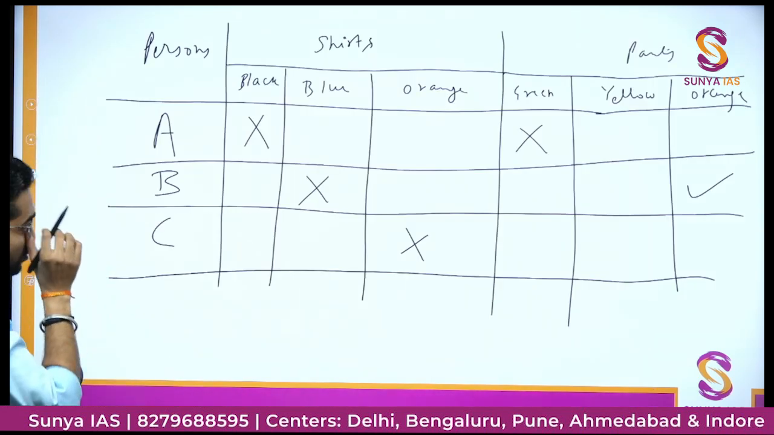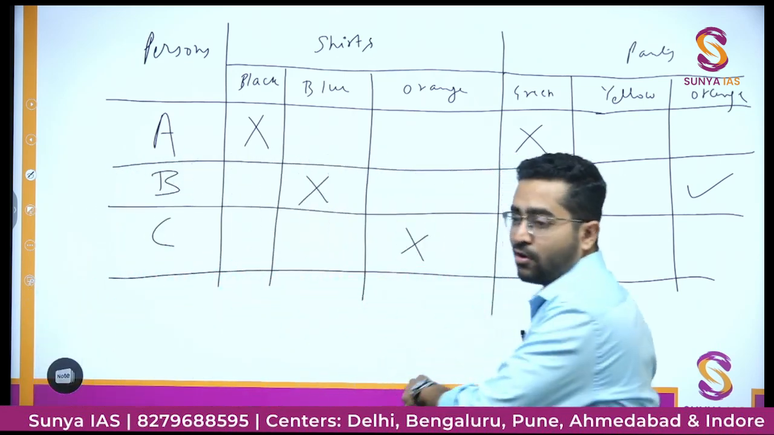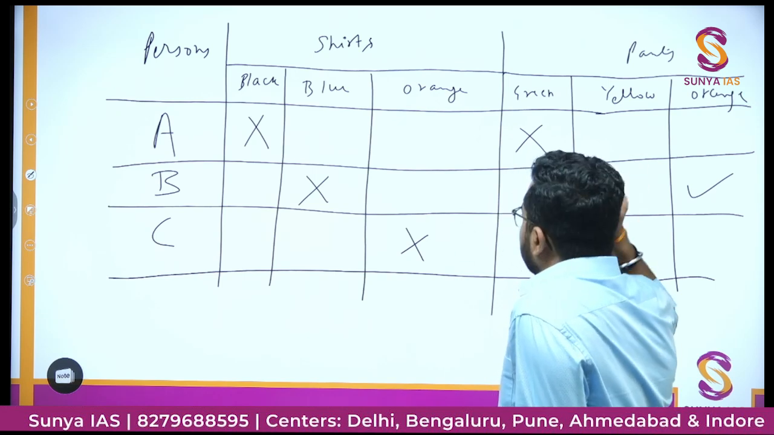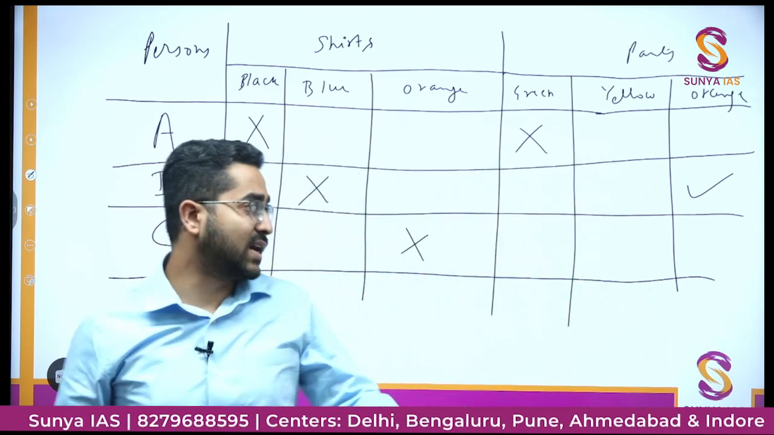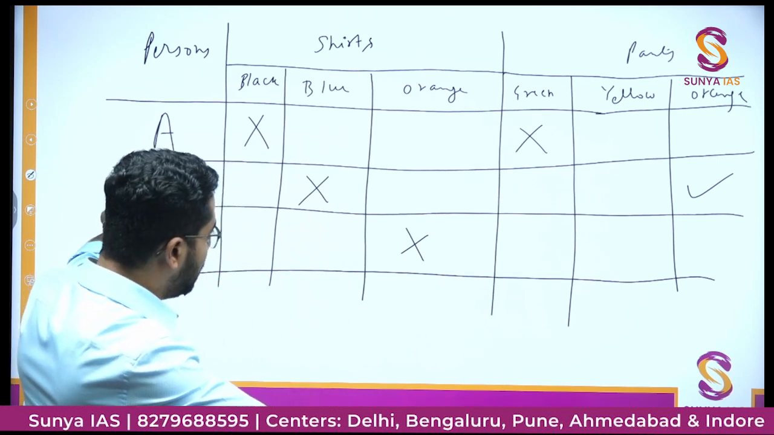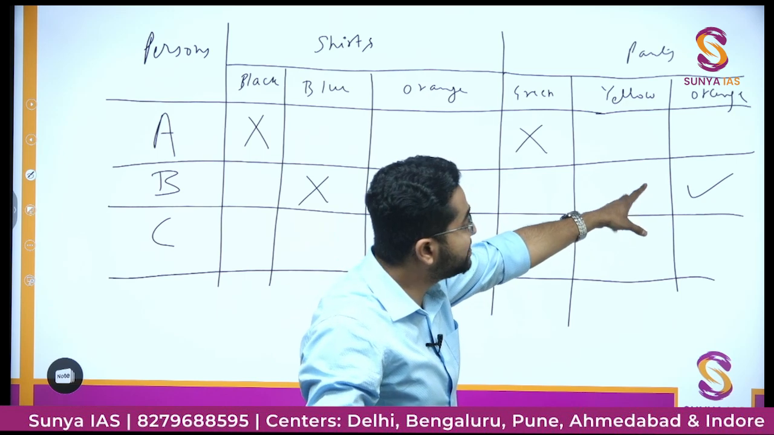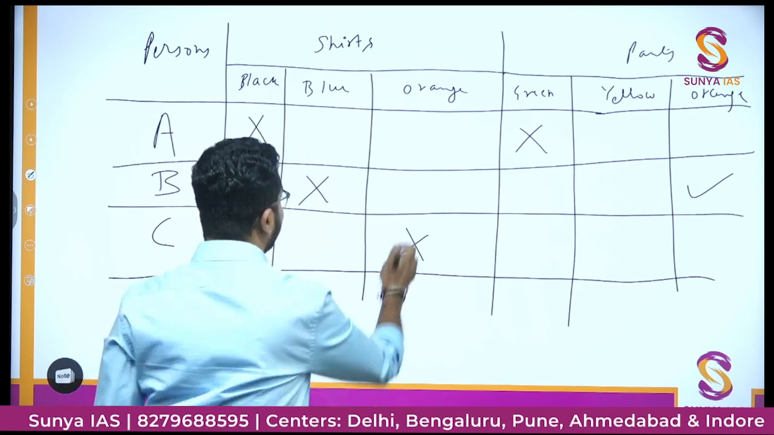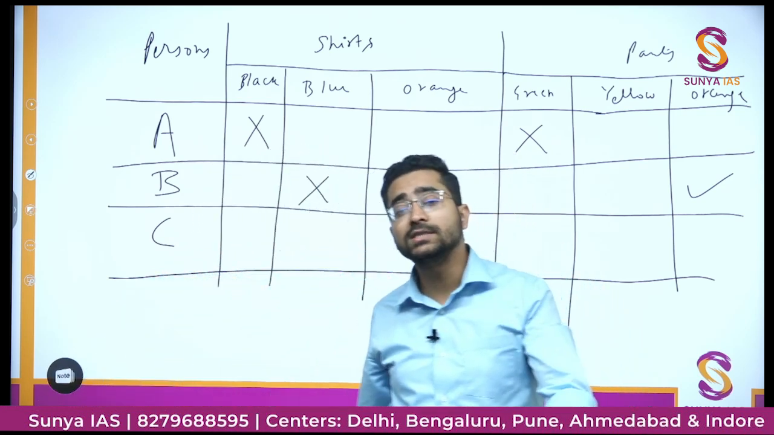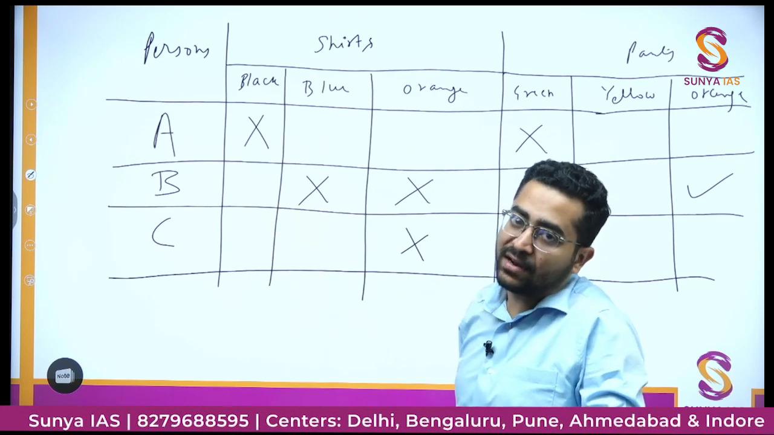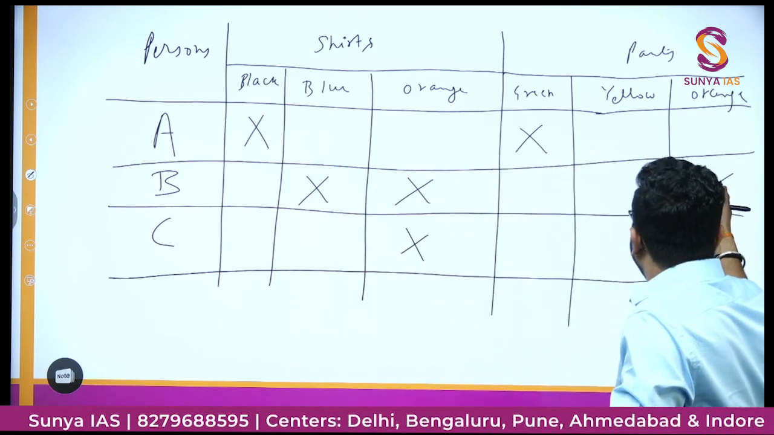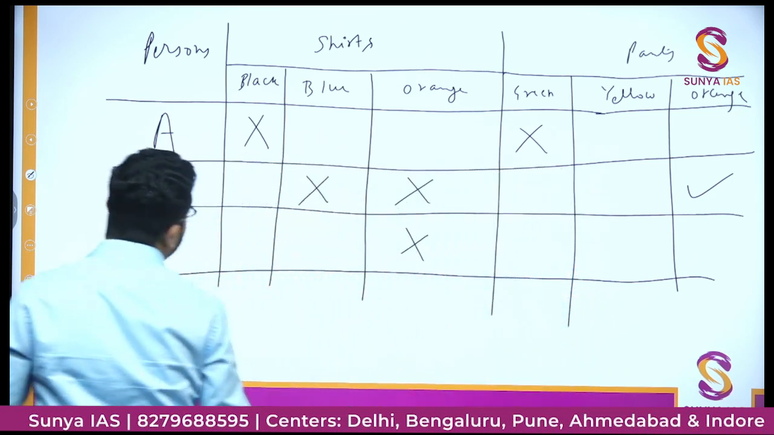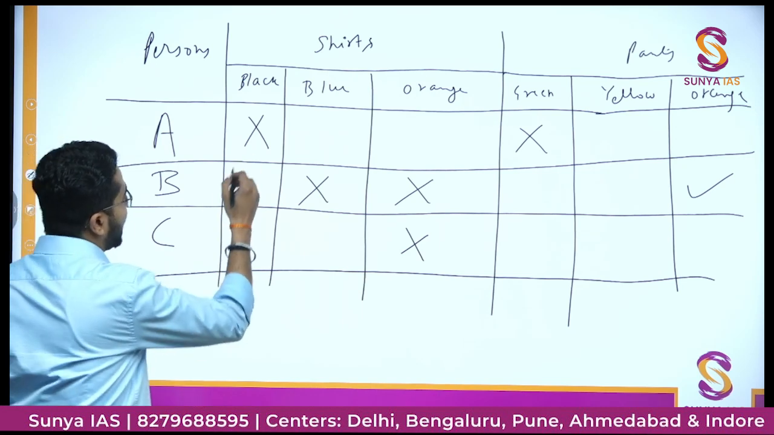Now, what information is available? One piece of information we can extract is that B is wearing orange pant. That means B cannot wear an orange shirt, because it is given that shirt and pant color cannot be the same. Then the only option left for B is a black shirt.